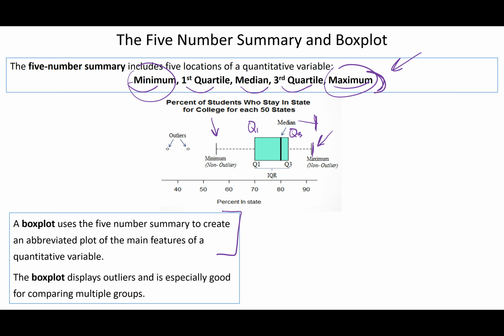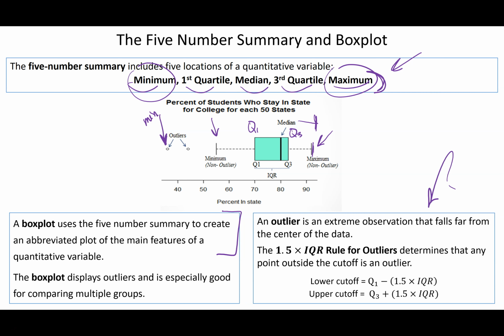The lower whisker is going to go to the lowest value that is not an outlier. But this right here, this will be the min. So the min is always the lowest value, even if it's an outlier. The max is always the highest value, even if it's an outlier.